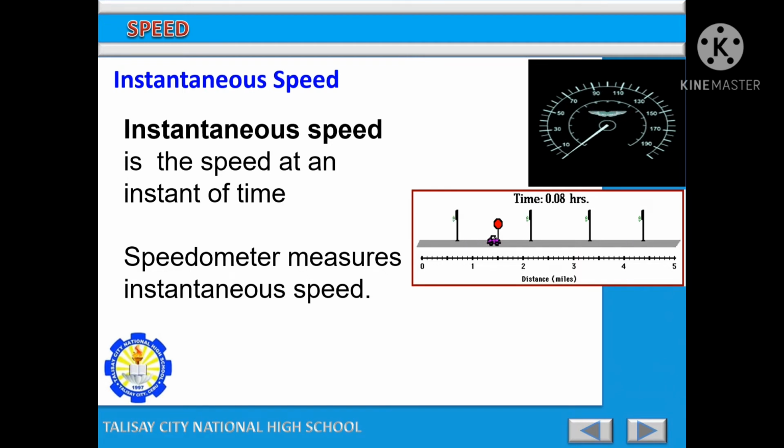And that is the difference between average speed and instantaneous speed. Average speed is the total speed of the object as it moves from one position to the other. But when you say instantaneous, that is the speed of an object at a certain period of time within the time that the object is moving.